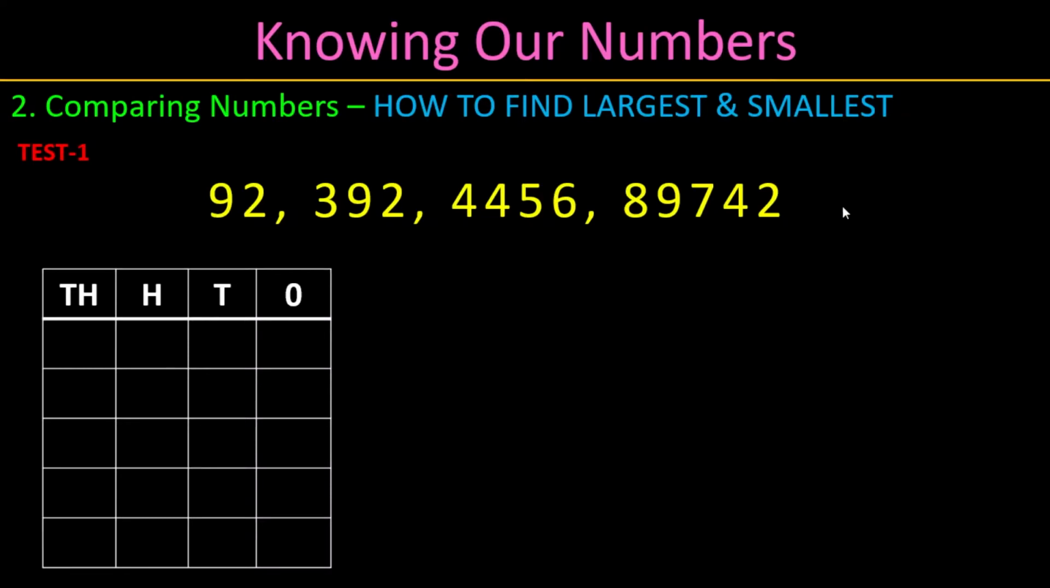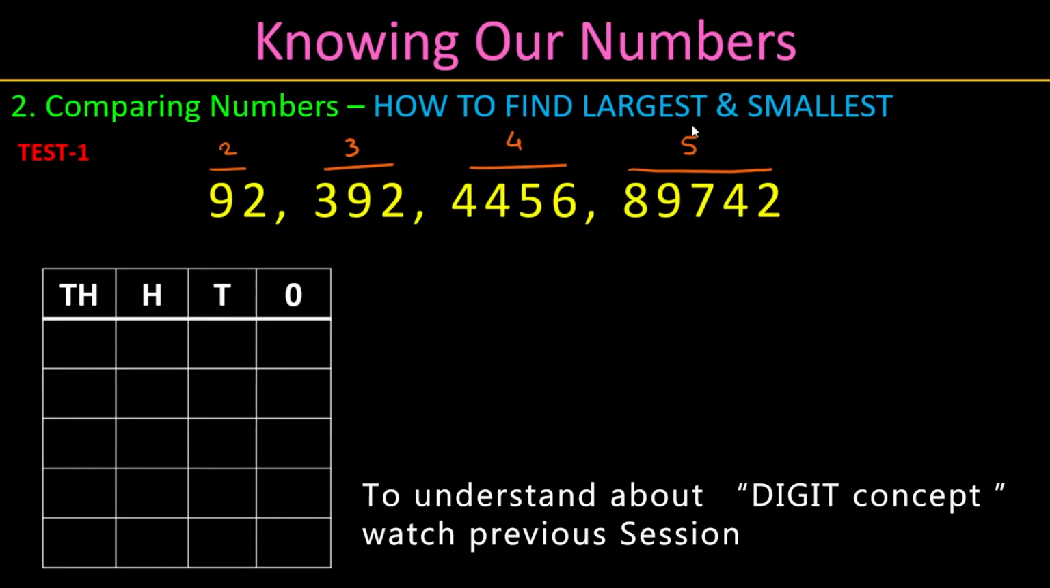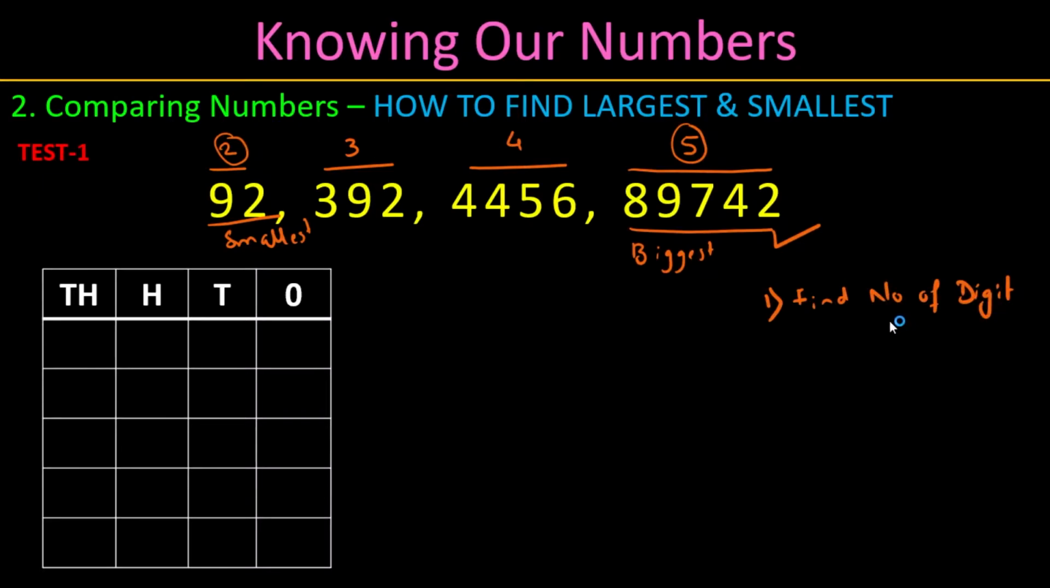Here you first observe how many digits are given. This is 2 digit, this is 3 digit, 4 and 5 digit. We can easily make out which is the highest digit number. This is the highest digit number, hence this is bigger. Which is the smallest? 92, because this is 2 digit. This is the smallest number and this is the biggest. So what is the rule? First we need to find the number of digits. That is the first condition. Next we will see another type of methodology to find the largest and smallest.